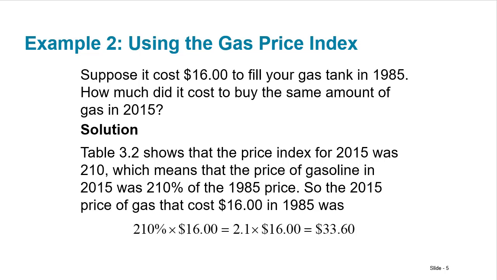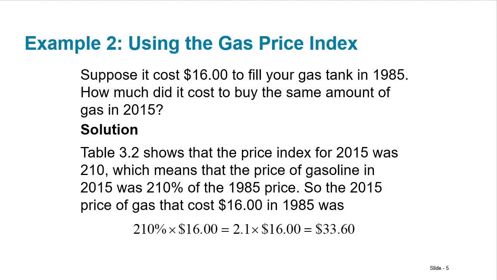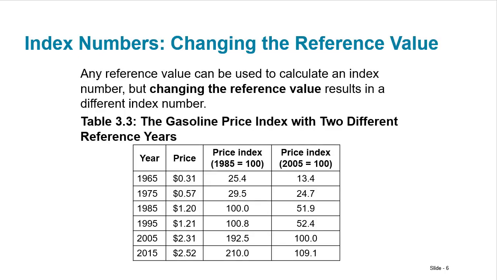Sorry, verbiage matters. Okay, suppose it costs $16 to fill your gas tank in 85. How much did it cost to buy the same amount of gas in 2015? Well, from the previous table, we know that the price index for 2015 was 210, which means that the price of gasoline in 2015 was 210% of the 85 price. So the 2015 price of gas that cost $16 in 85 was just 210% times $16, equals $33.60.